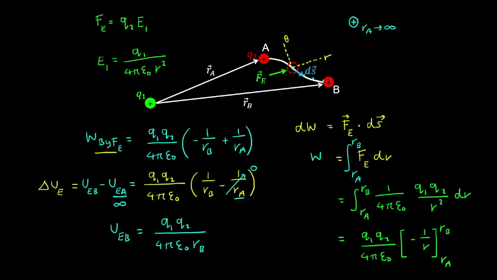So in general, we can write the electric potential energy between two charged objects as 1 over 4 pi times the permittivity of free space times Q1 Q2 on R.